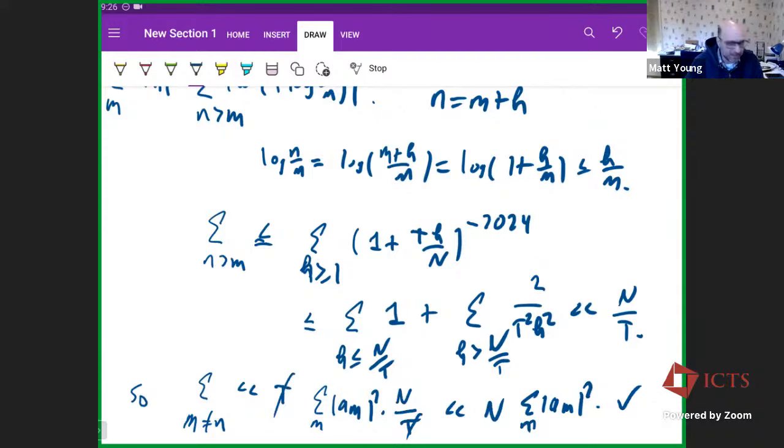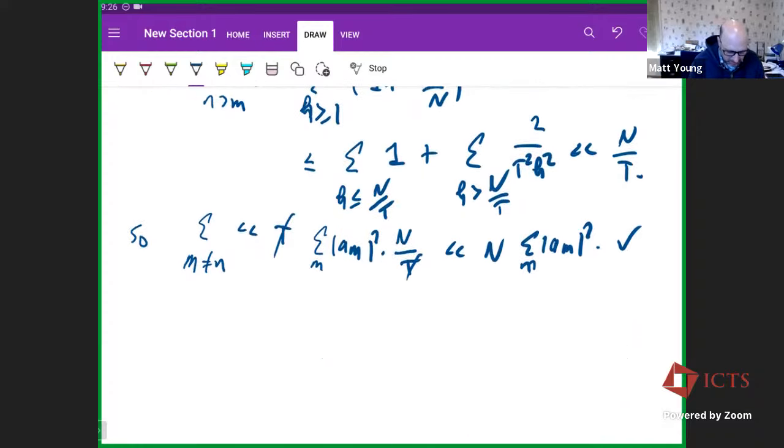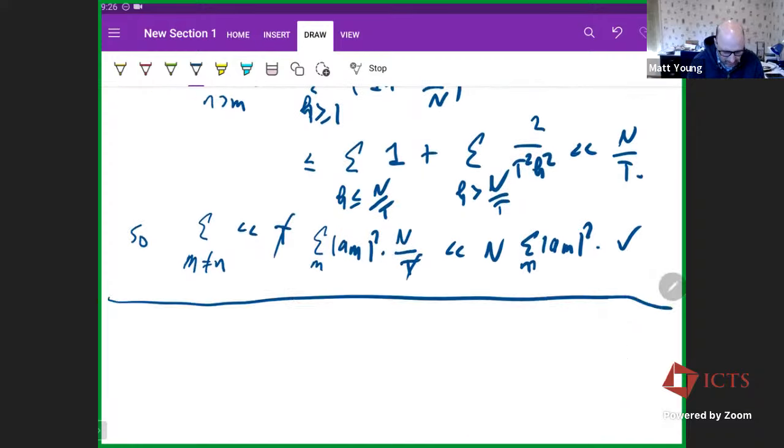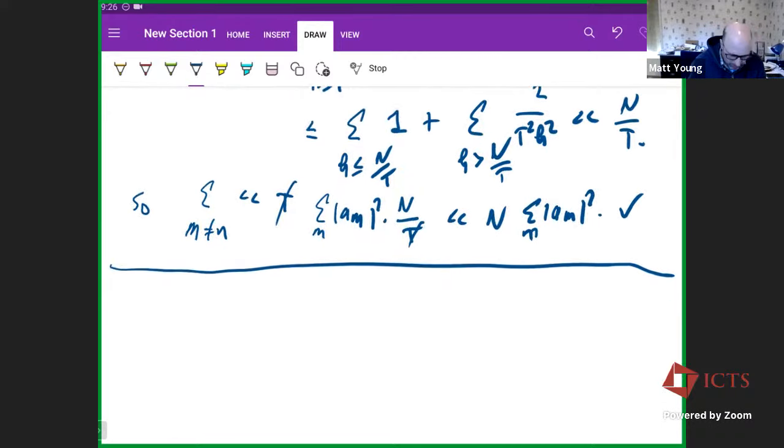So that's these two elementary bounds on these bilinear forms. And so now let's use them to prove something about moments. So, as a corollary, we can prove a second moment bound on Dirichlet L-functions.